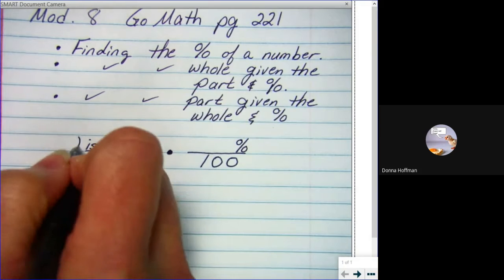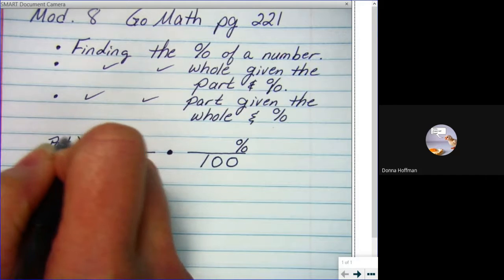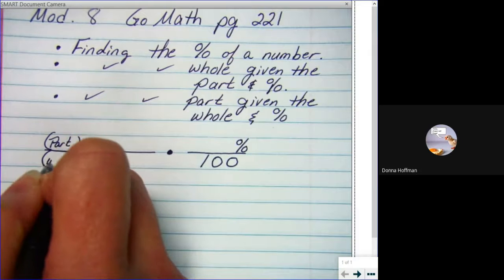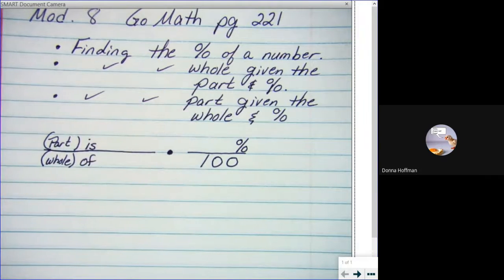You also have to remember that is always the part, and of always means that whole number that you're looking for. So if you can pick those things out, all you got to do is place them. Voila, that's half of the battle, isn't it? The setup is always half the battle.